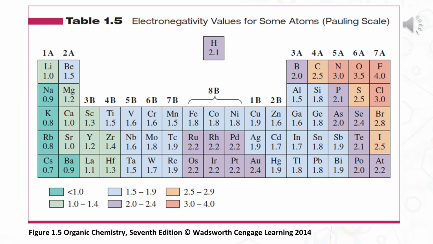Okay? For example, for the value of one, they've used that dark green color. So these are usually the metals or they have a low value of electronegativity. Okay. While those with higher electronegativity values are in light orange, 2.5 to 2.9, and the darker orange with the values of 3 to 4. Okay, so those nonmetals like carbon, nitrogen, oxygen, and chlorine have the highest values of electronegativity.